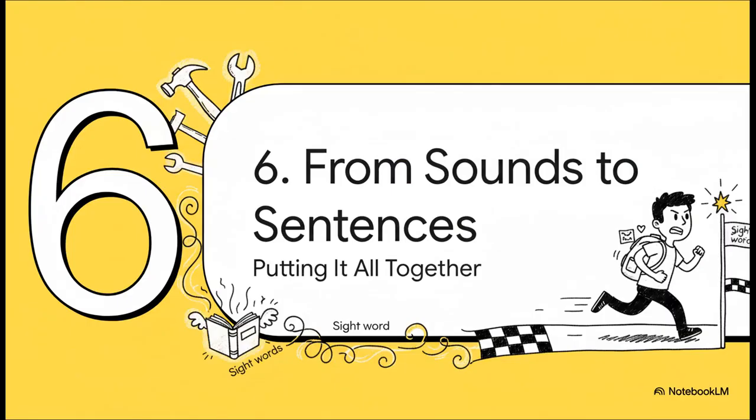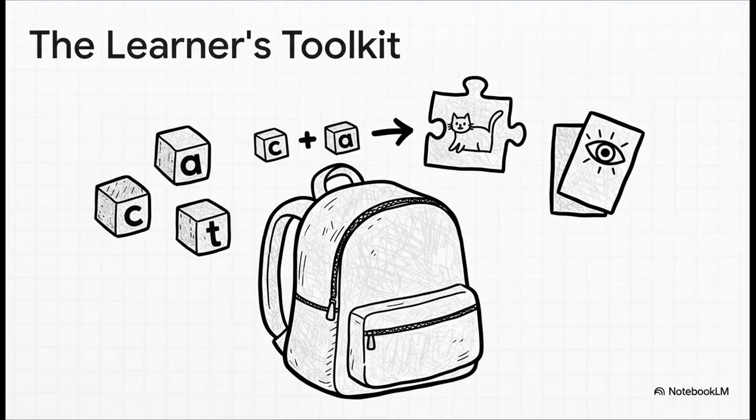So now our learner has all the essential tools. She can identify sounds, she can blend them together to make words, and she can recognize those rule-breaking sight words. It's finally time to put it all together. Let's just quickly recap her toolkit. She can identify the sounds for letters like C, A, and T. She's mastered blending them together to make a word like cat, and she's memorized the visual shape of sight words like I, see, and the. Every single one of these skills is a vital piece of the puzzle.